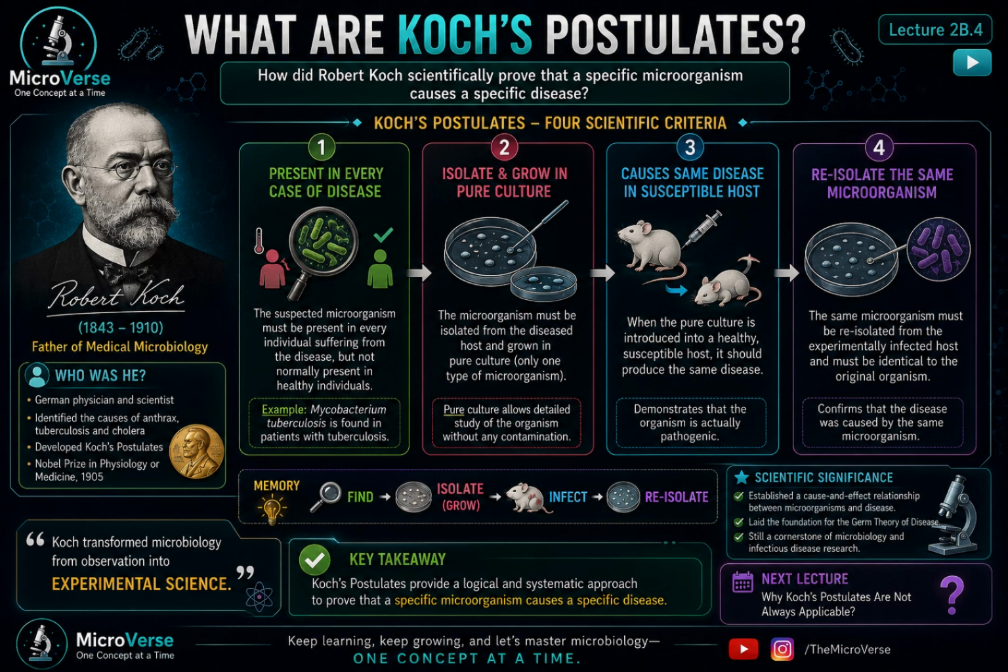So here, understanding the logic. If you look at these four postulates together, they follow a logical progression. First, identify the microorganism in diseased individuals. Second, isolate and grow it in pure culture. Third, demonstrate that it produces the disease in a susceptible host. And finally, recover the same microorganism from the infected host. This systematic approach transformed microbiology from observation into experimental science.